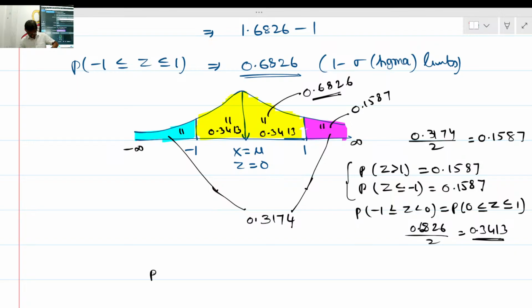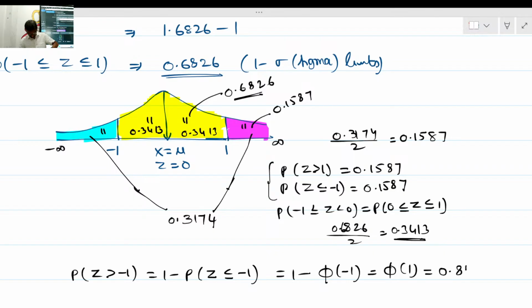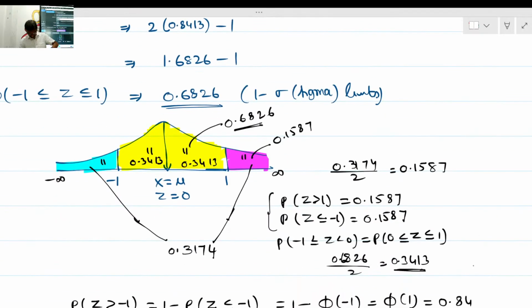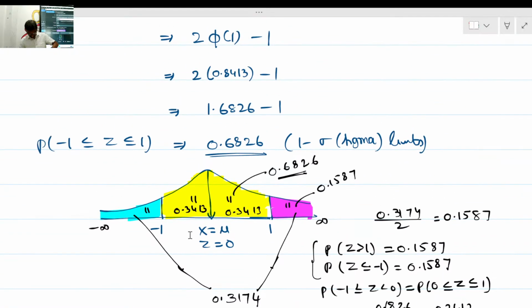How can you find out z greater than or equal to minus 1? Z greater than minus 1, by using the complementary law, is 1 minus the probability of z less than or equal to minus 1. This is phi of minus 1. This value is equal to phi of 1 based on the properties. Phi of 1 value is 0.8413. So, a lot of information is given in this lecture.